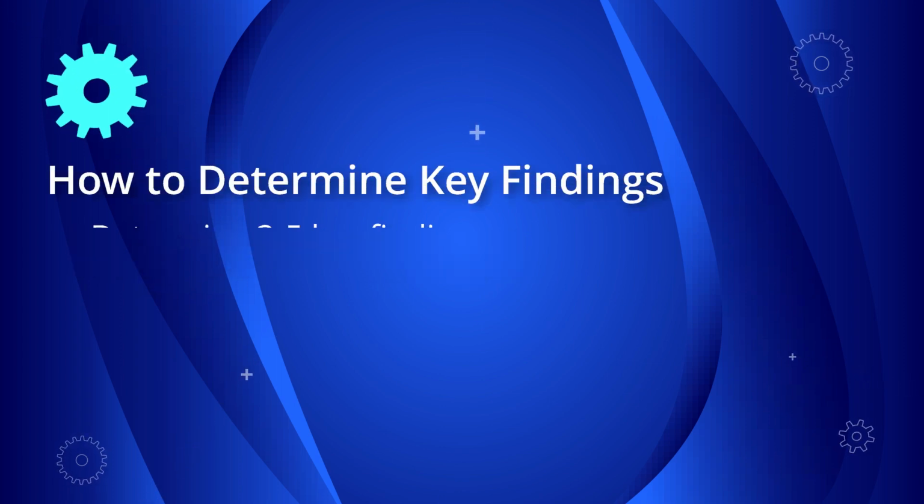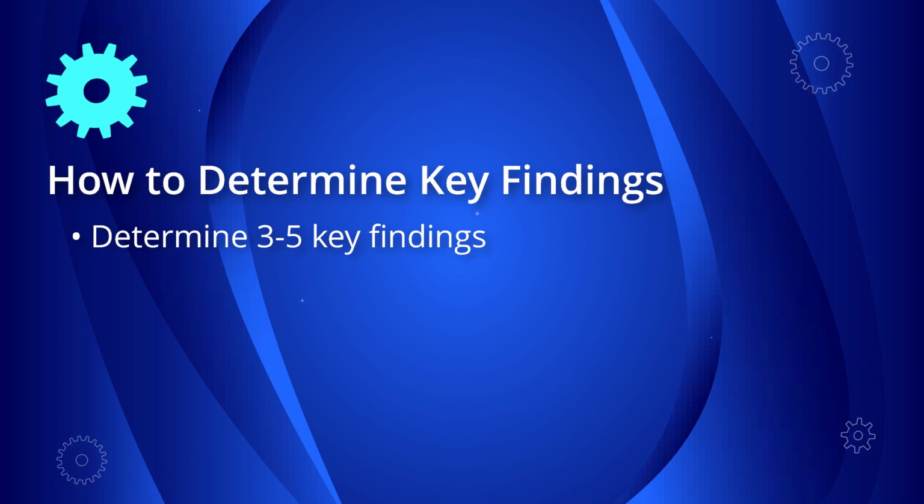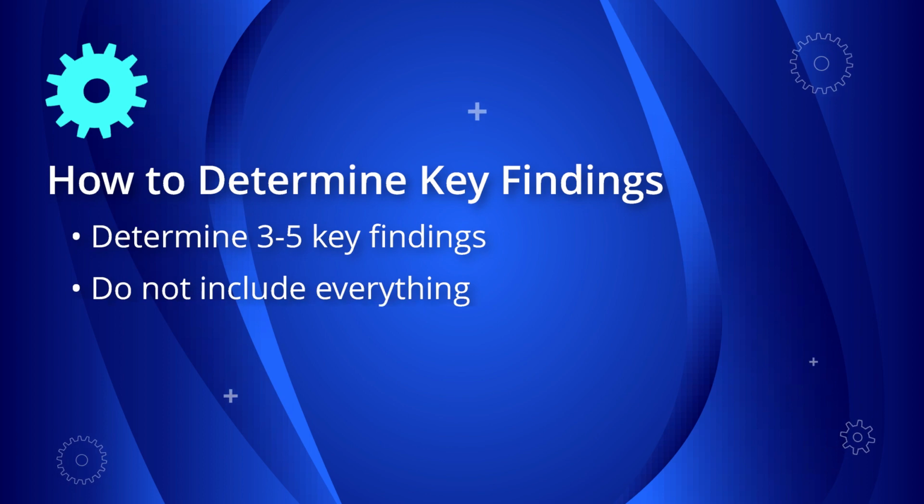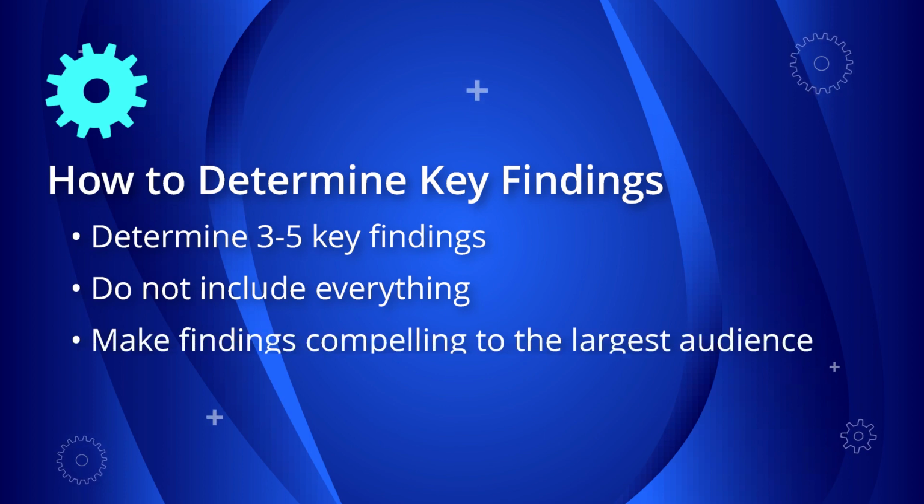Okay, so let's summarize what we've learned. Remember, narrow your research findings down to 3 to 5 key findings. It's important to highlight true key findings, not every finding. When making your selection, make sure your findings are compelling to the largest audience possible, not just researchers.